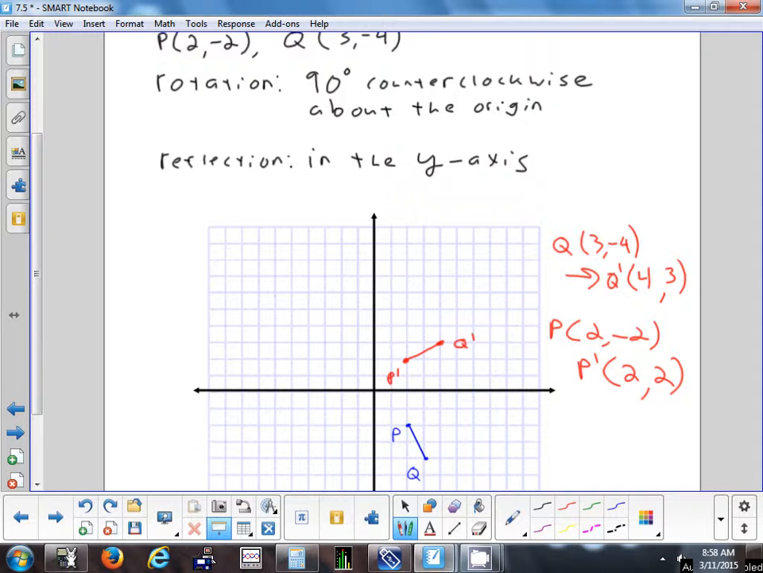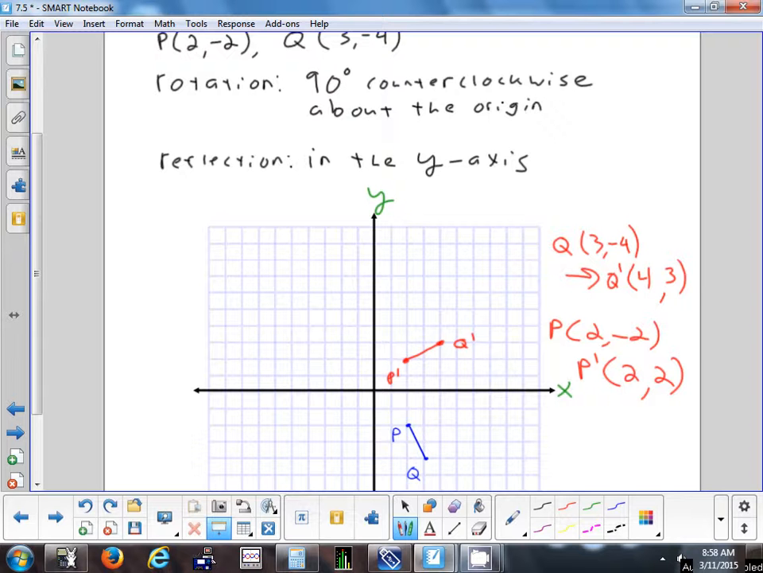Now I'm going to reflect it over the y-axis. Okay, which one is the y? Melissa? The y-axis is the vertical. Yeah, vertical. It's x, that's y. So when you reflect over the y-axis, which part of the coordinate stays the same? The x part or the y part? Yeah, the y part.